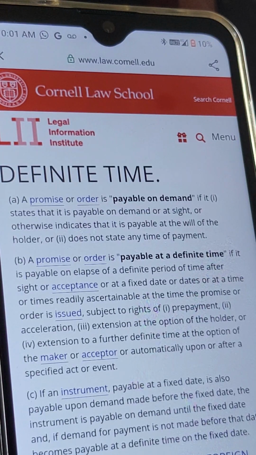A promise or order is payable at a definite time if it is payable on elapse of a definite period of time after sight or acceptance, or at a fixed date or dates, or at a time or times readily ascertainable at the time the promise or order is issued, subject to rights of prepayment, acceleration, extension at the option of the holder, or extension to a further definite time at the option of the maker or acceptor, or automatically upon or after a specified act or event.